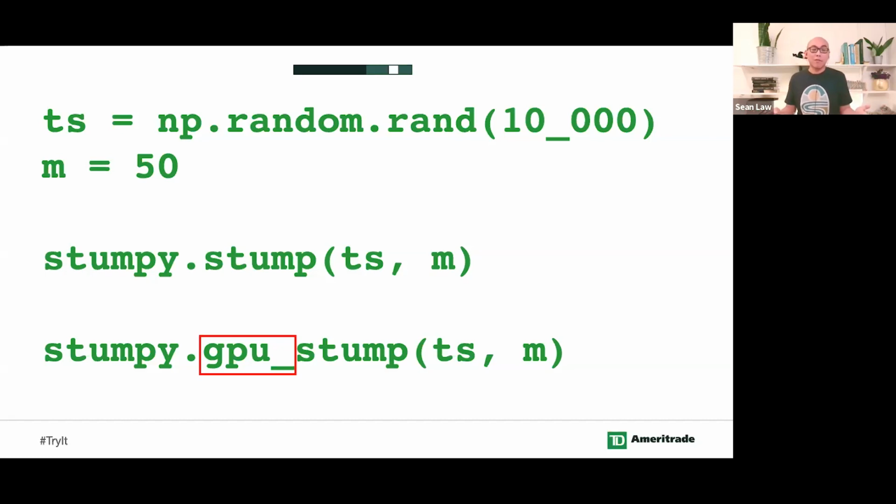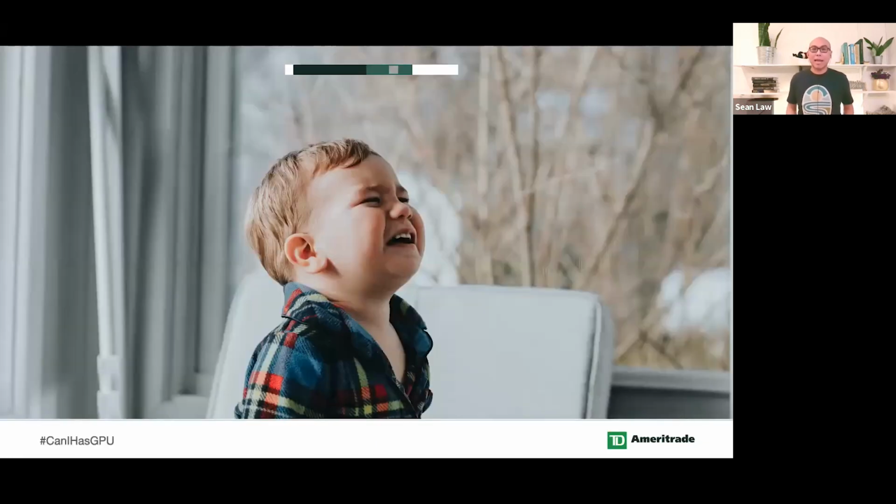And because we have Numba, which JIT compiles Python code immediately targeted for GPUs, you don't actually have any other dependencies. And I'm sure some people are saying, can I have a GPU too? Well, it turns out you can.